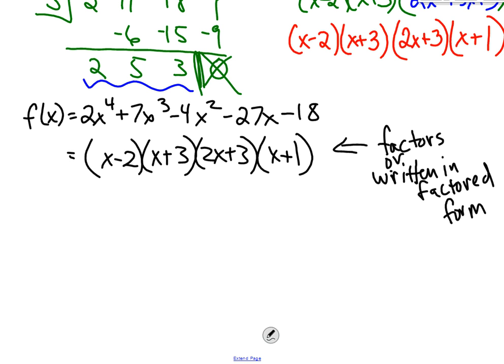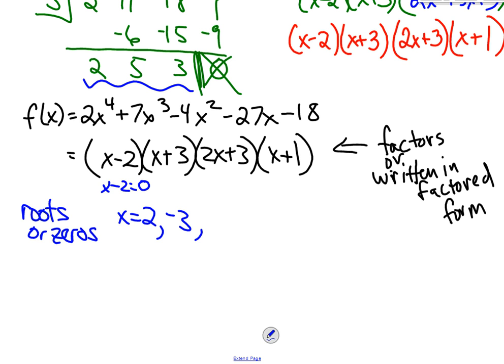If we were asked to find the roots or the zeros, we would set each of these equal to 0. X minus 2 equals 0. So x equals 2, negative 3, negative 3 halves, and negative 1. Okay? So just be careful of whether it's a factor or a root or a zero, the terminology that we're using. And we were told that x minus 2 was a factor.